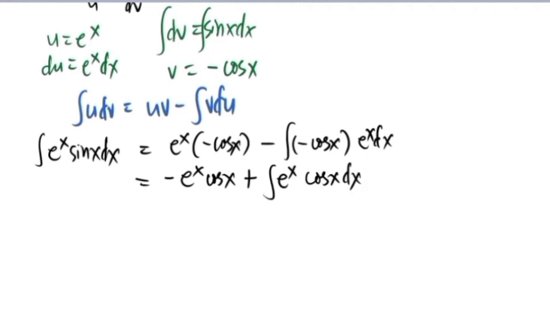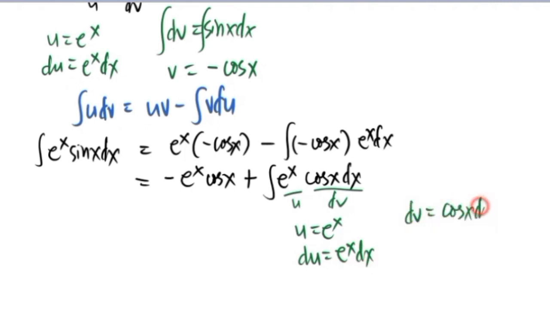Again, we will do the integration by parts. So we let this e to the x here as our u and cosine x dx as our dv. So u is equal to e to the x, therefore du is equal to e to the x dx. And dv is equal to cosine x dx. So taking the integral, we have v. The integral of cosine x dx is sine x.